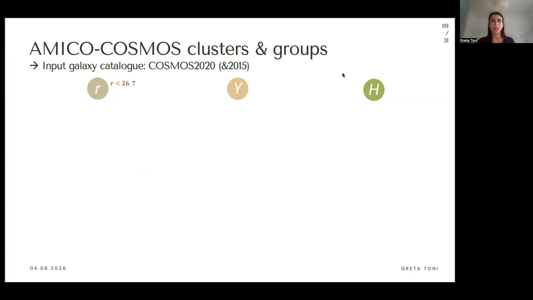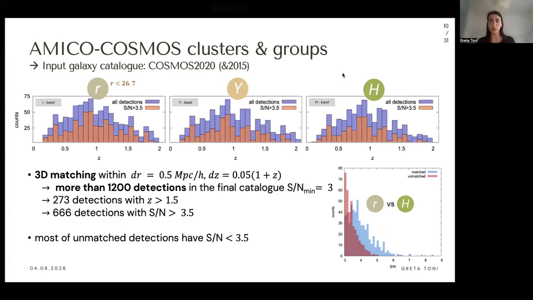For this analysis, we actually performed 3 different independent runs. Each of these runs had a different reference photometric band. One was performed in the R band, one in the Y band, and one in the H band. So in the end, we had these 3 output catalogs of groups up to redshift 2, which we then merged via 3-dimensional matching, obtaining a final catalog of more than 1,200 detections. Of these, almost 300 detections were at redshift larger than 1.5, which is an interesting regime. We are going to explore this a little bit further later on.